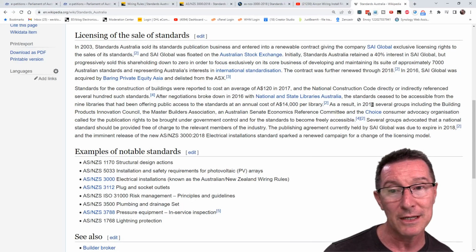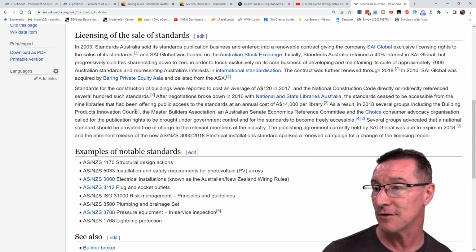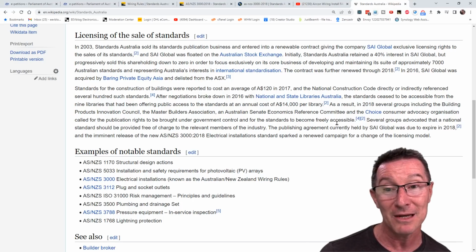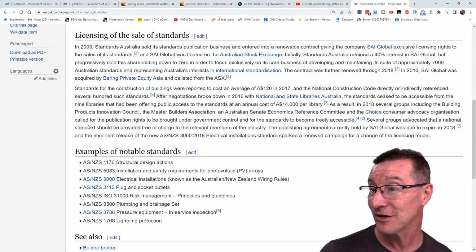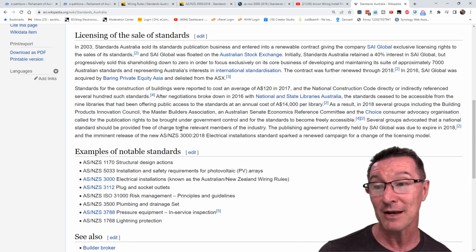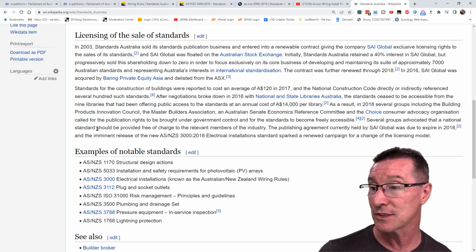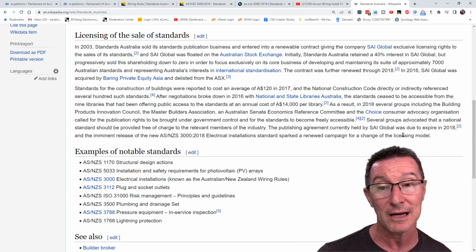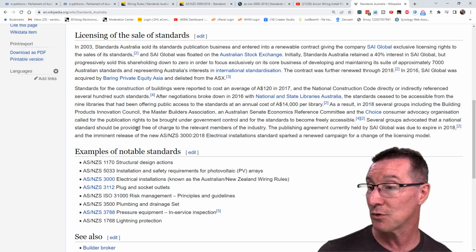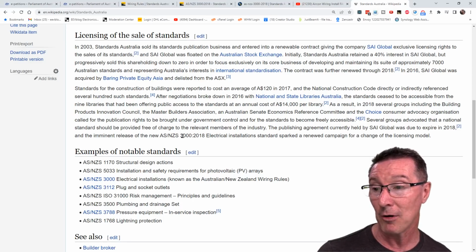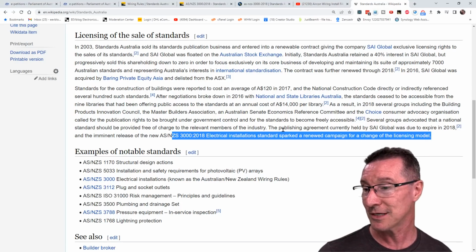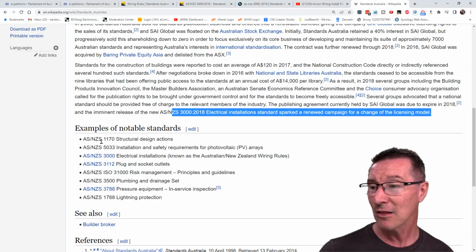As a result, in 2018, several groups, including the Building Products Innovation Council, Master Builders Association, they're pretty big, the Australian Senate Economics Reference Committee, and the Choice Consumer Advocacy Organisation called for the publication rights to be brought under government control and for the standards to become freely accessible. Several groups advocated that a national standard should be provided free of charge to the relevant members of the industry. The publishing agreement, currently held by SAI Global, is due to expire in 2018, and the imminent release of AS3000 sparked a renewed campaign. It looks like somebody's just updated this, and that's what they're talking about here.